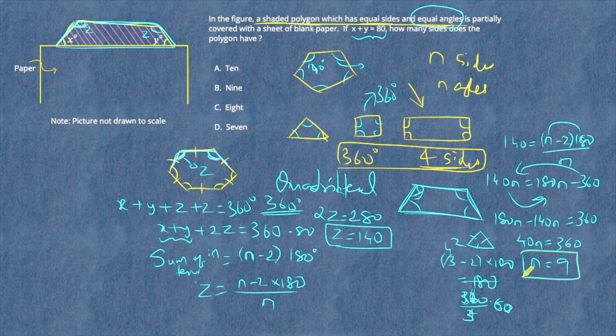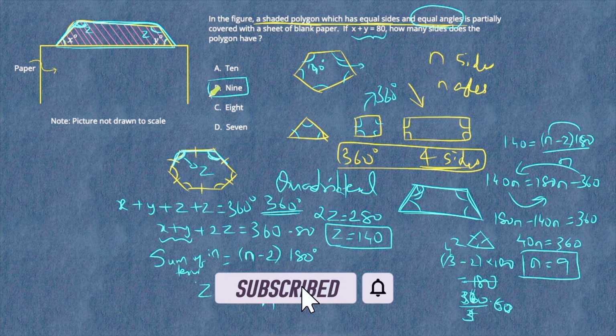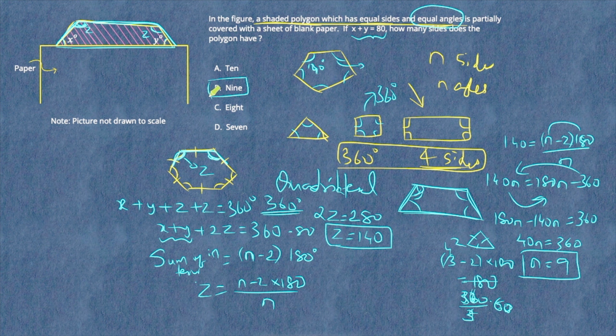So n is the number of sides of that polygon, which is 9. Looking at the answer choices, that matches B, so that's the correct answer. And that's how we solve this problem. Even though this problem looks really hard, once we know these properties which I discussed, we'll be able to solve it easily. That's how we solve this problem. See you in the next video. Bye.